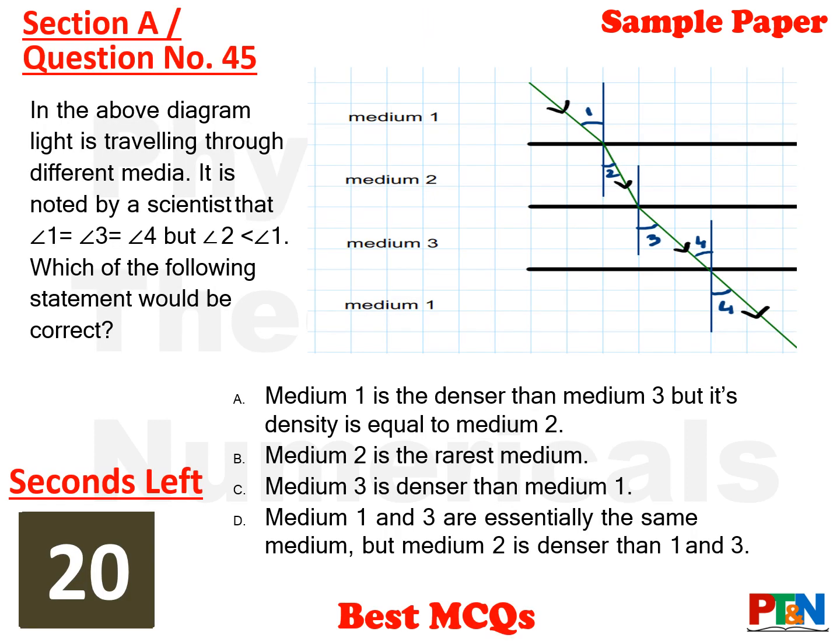Next one, question number 45. Look at the diagram. What it says, angle 1 is equal to angle 3 equal to angle 4. But 2 is less than 1. Not a very clear picture. Anyway, still you need to go through. So 1, 3 and 4, these 3 angles are same. And 2 is less than 1. Now you need to find out the medium. Which medium is denser? Which medium is rarer?